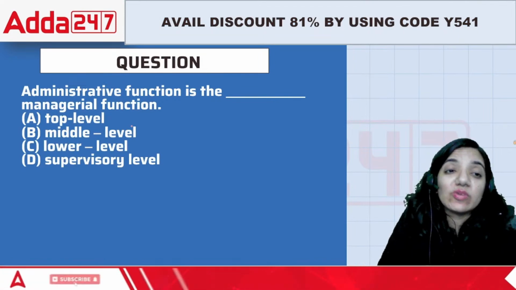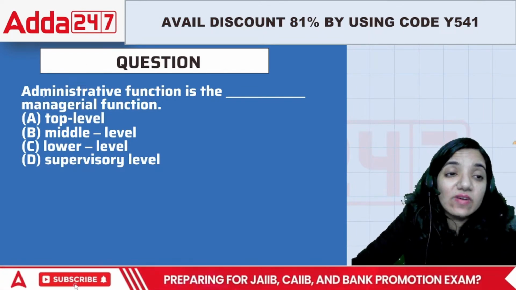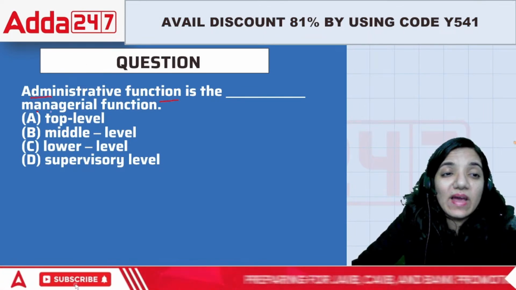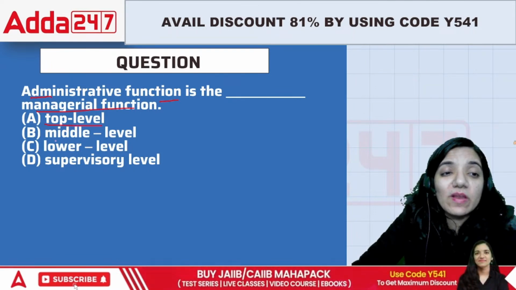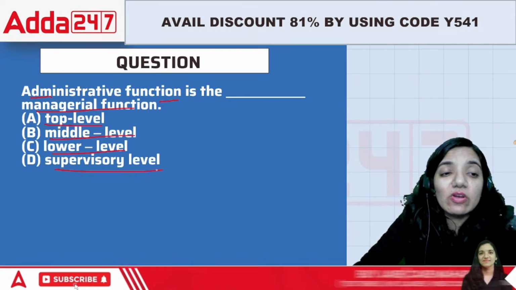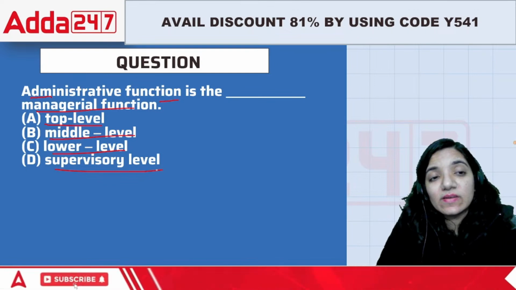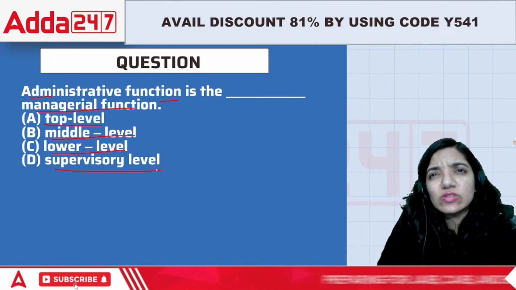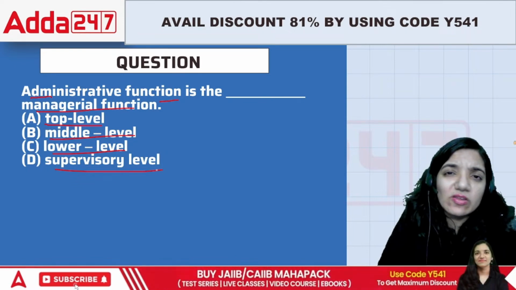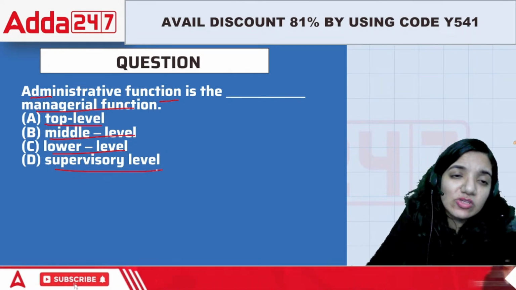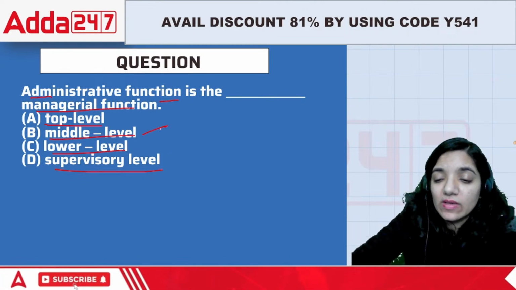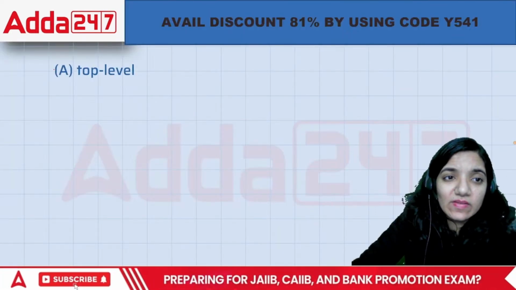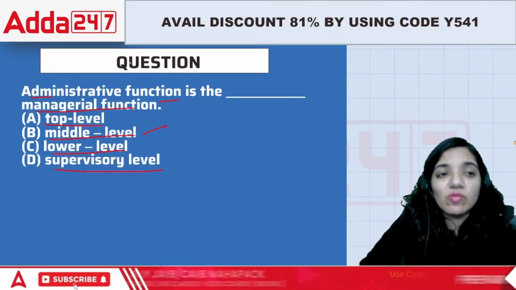Here comes the next question. Administrative function is the managerial function of which level: top level, middle level, lower level, or supervisory? When we talk about administrative function, decision making and everything is done by the top level. So they lead the organization. It has to be the middle level. The answer is middle level. The answer is not top level. It has to be middle level.